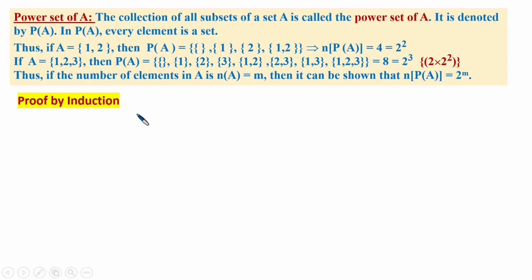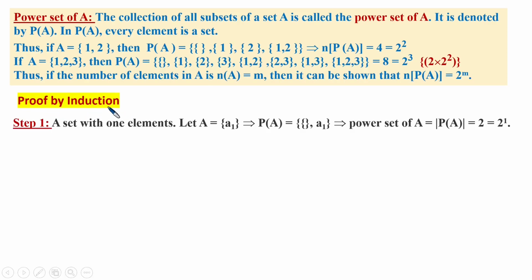So what is proof by induction, or what is called the induction method? In the induction method, step number 1 is to show that for n equal to 1, it is true. That is, if A has only one element, A1, then you have two subsets: one is the empty subset and the other is {A1}. You cannot have any more combinations. So the power set of A has size 2, and 2 is nothing but 2 to the power 1. So it is true for n equal to 1, where this 1 is the number of elements in set A.